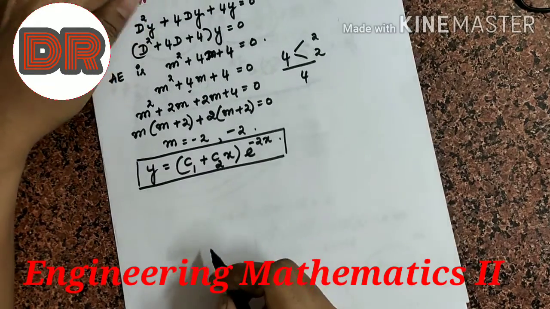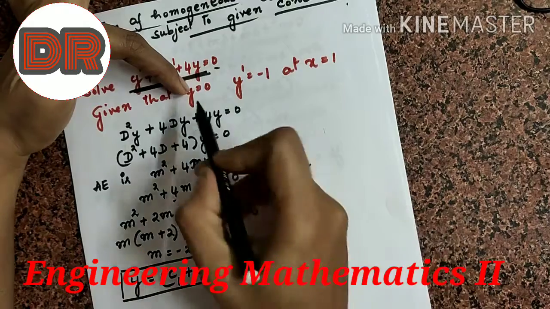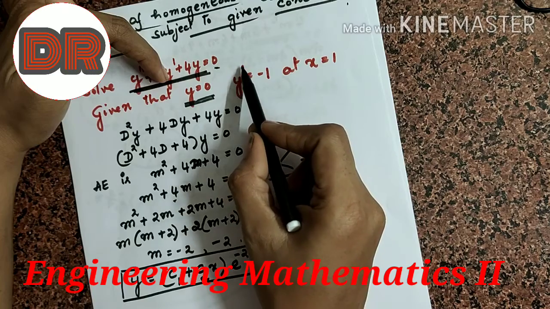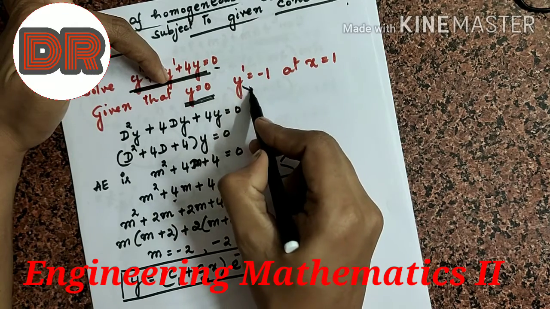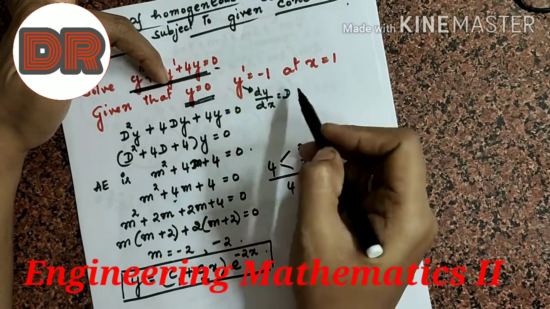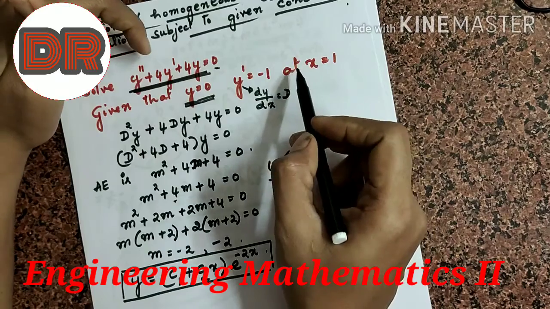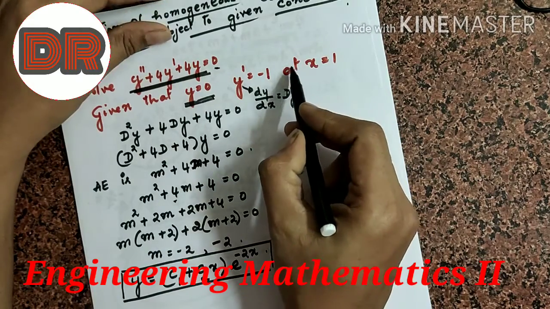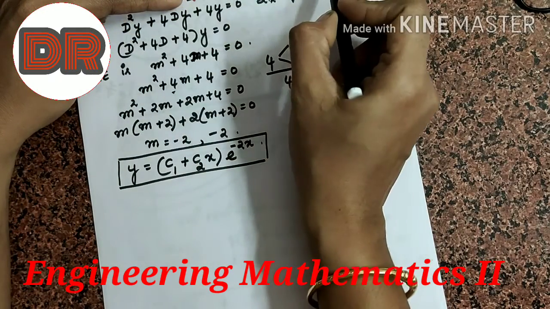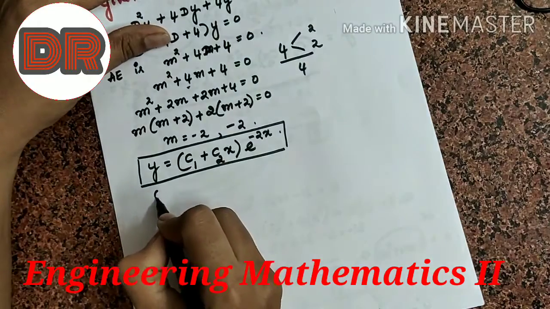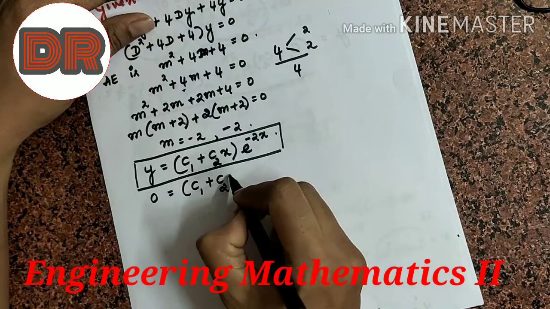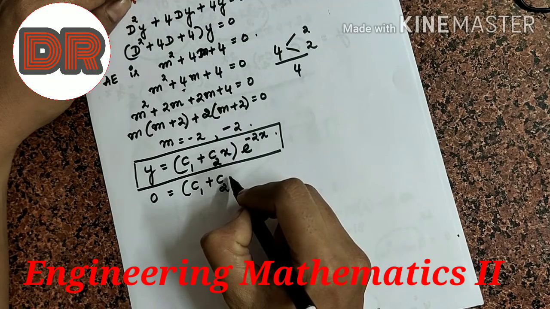First, it is given that y is equal to 0 and y dash is equal to minus 1. Y dash is nothing but dy by dx. So dy by dx is minus 1 at x is equal to 1. Let us use the first condition, that y is equal to 0 at x is equal to 1. So let me put 1 in the place of x.